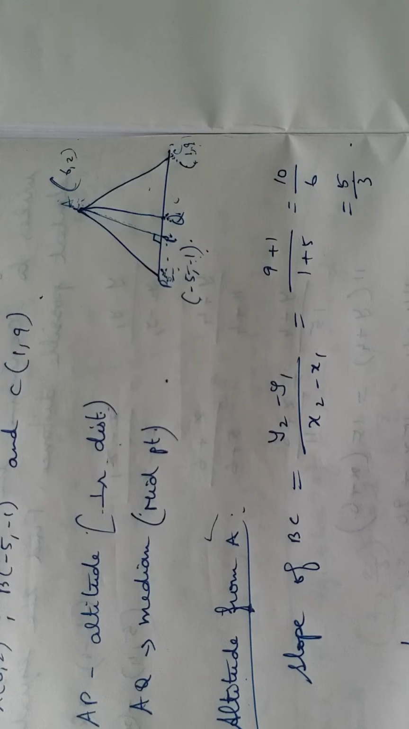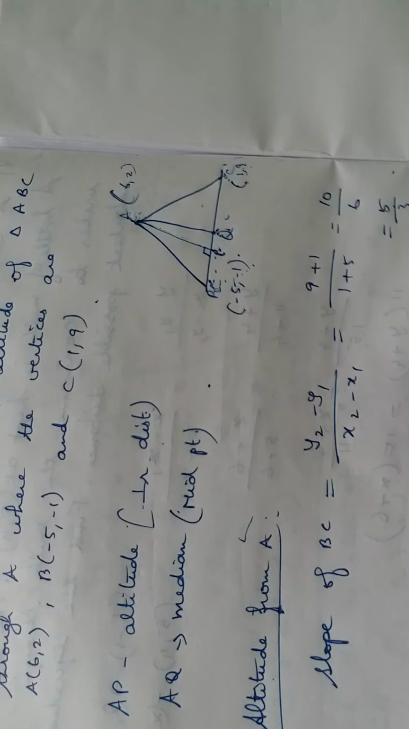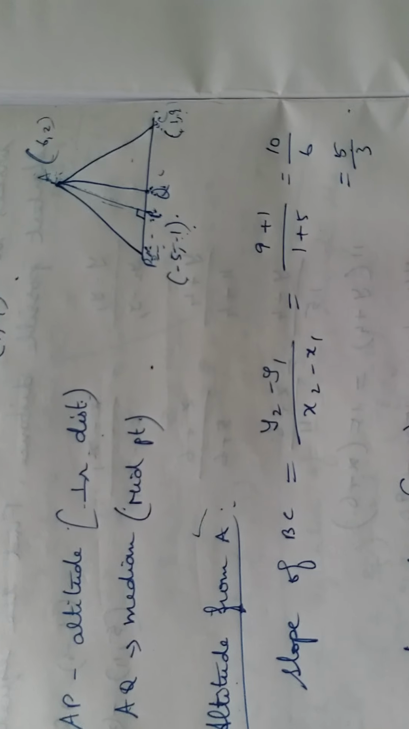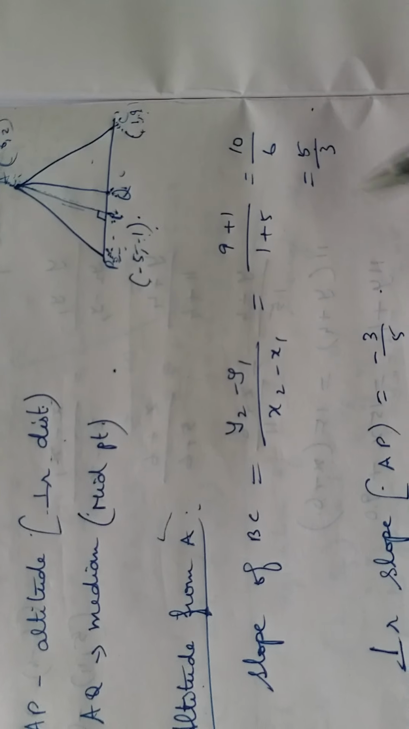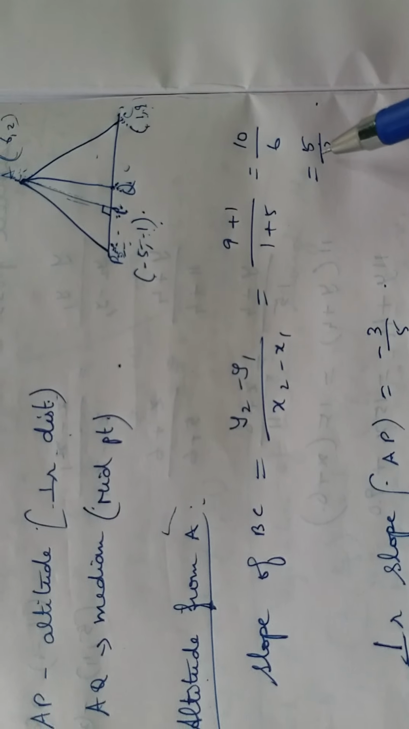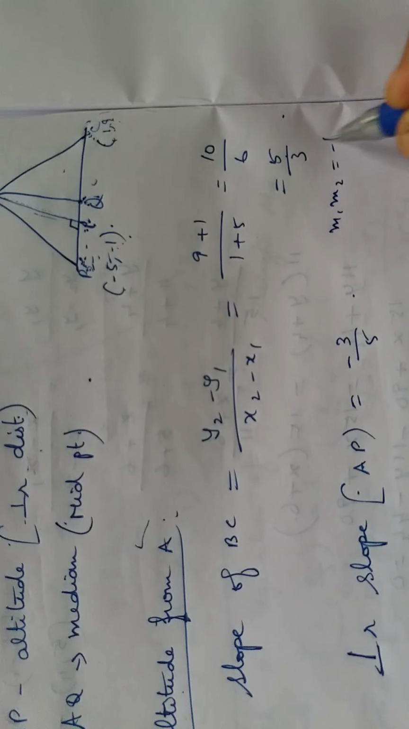After finding the slope, now the perpendicular slope. The perpendicular slope, this is your AP, is equal to minus 3 by 5. So your perpendicular slope is the reciprocal with the negative sign. I am writing here. This way also you can find it: m1 m2 is equal to minus 1.